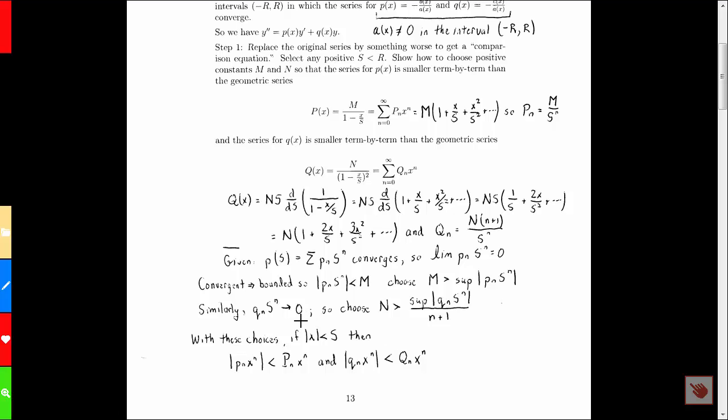All that really matters is the following. If the absolute value of x is any real number less than s, then the absolute value of little p_n times x^n is less than capital P times x^n, and a similar result holds for the q's.